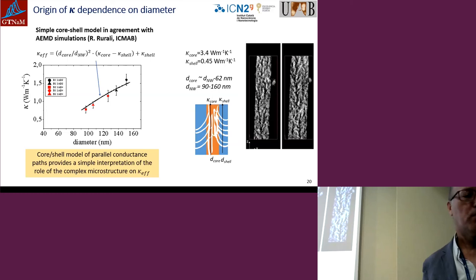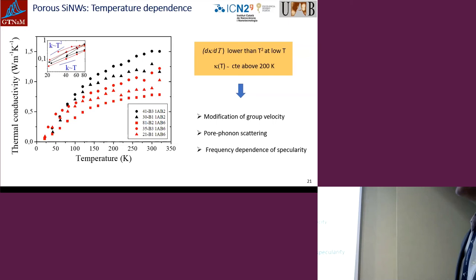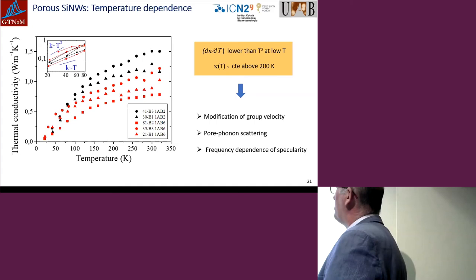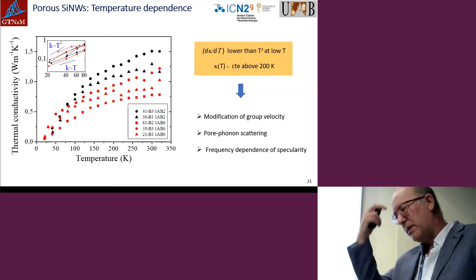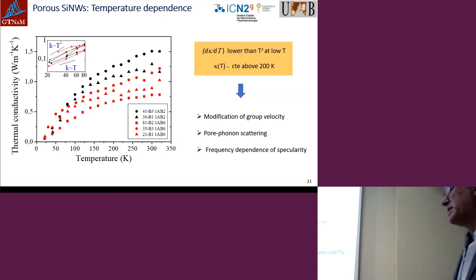This is another issue that might be interesting that we have not explored in detail. If we do a temperature dependence of the thermal conductivity, we see, of course, that we have a plateau in this region. This is normal because of this amorphous nanocrystalline character, but we see that the slope in this regime has a slope in between 1 and 2, okay? And that basically means that the phonon propagation in those materials may be modified because of a modification of the group velocity, or because of some dependence of the specularity on the frequency of the phonons.